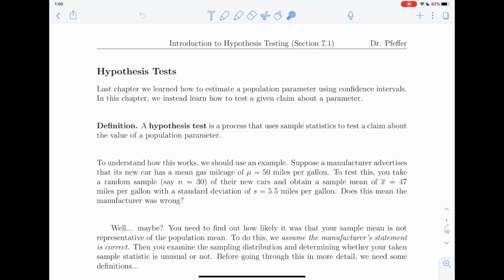In this chapter, we sort of go on the flip side. We say, okay, what if someone comes up to you and gives you a claim, some sort of statistical claim that they've made about a parameter? How do you accurately check their claim and see if there's any amount of confidence that their claim is true? That's what we're going to be doing. So it's sort of the other side of the coin.